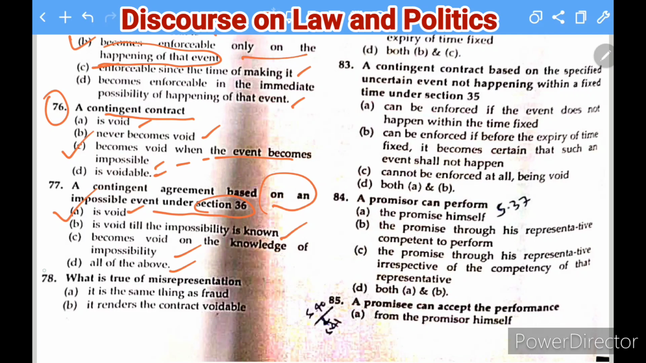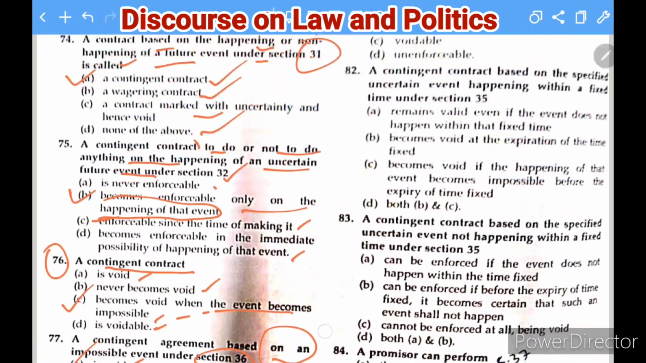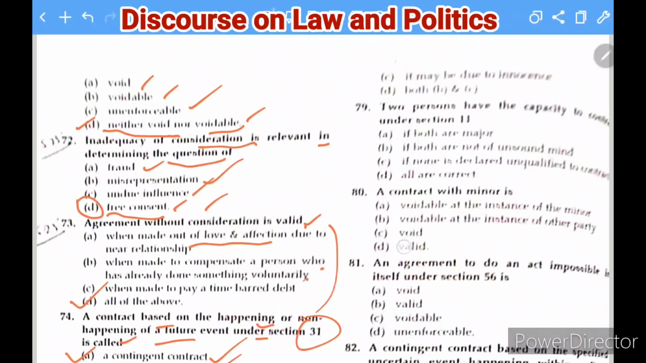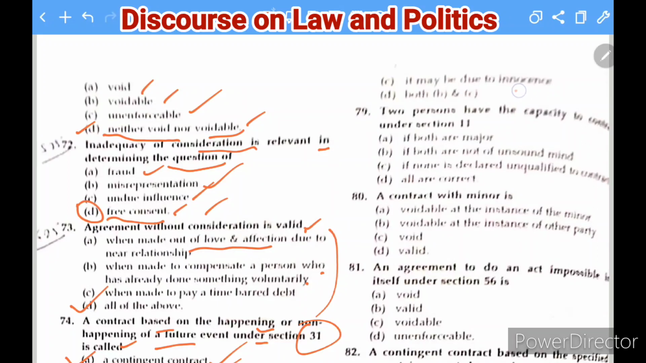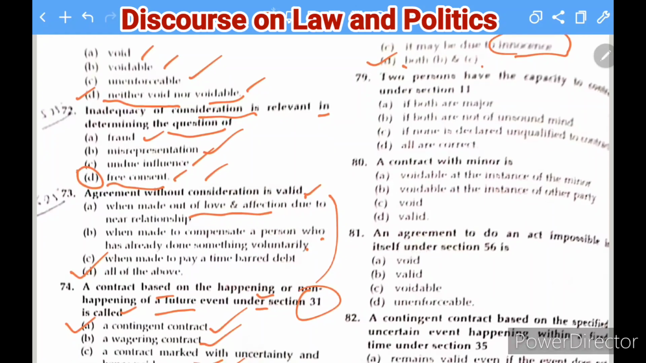Now moving to the next question, question number 78. What is true of misrepresentation? It is the same thing as a fraud. It renders the contract voidable, or the fourth option, it may be due to innocence, or both B and C. So which is the right answer here? Just give your answer here. In that case, it is both B and C.